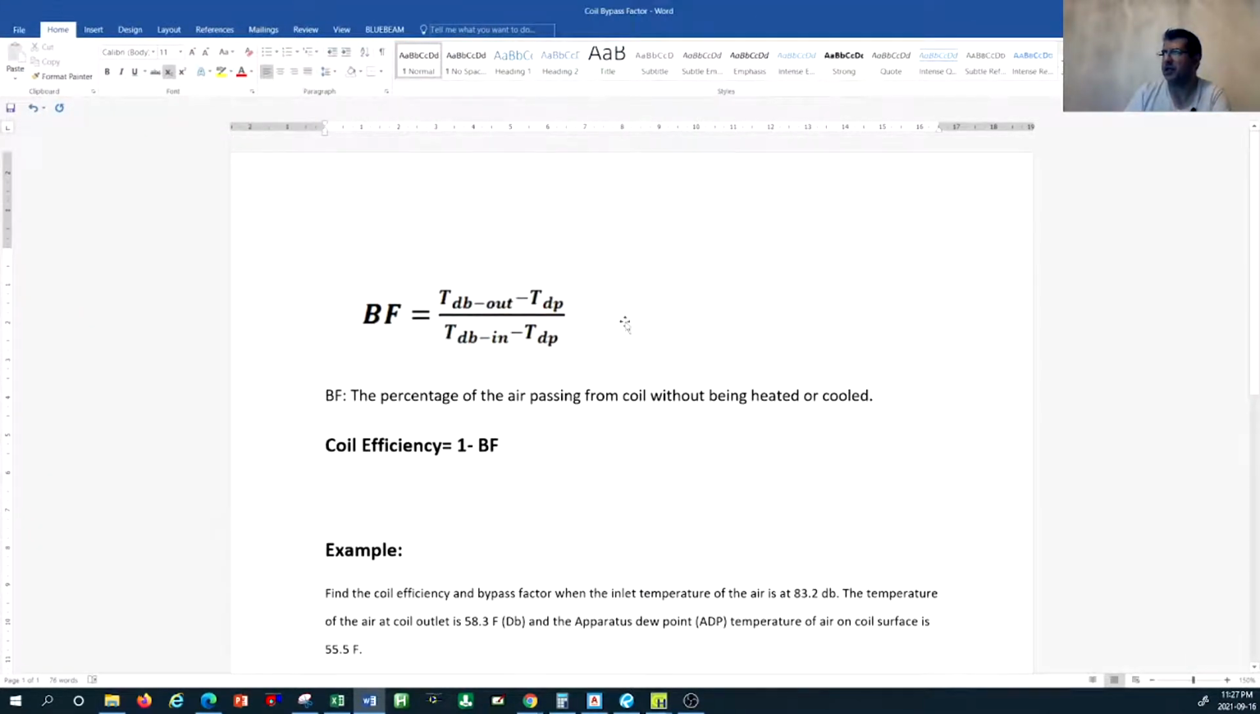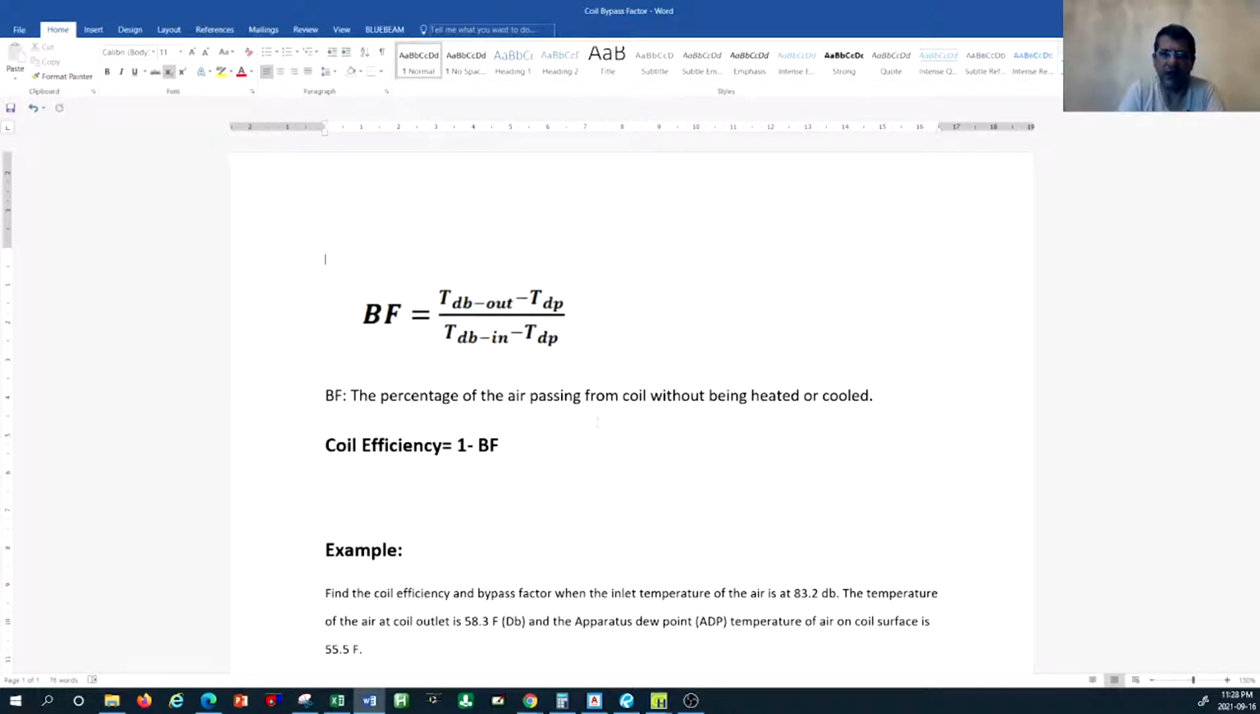The equation that governs the bypass factor of a coil is basically the temperature, or dry bulb temperature, of the air after the coil, or downstream of the coil, minus the apparatus dew point, or temperature of the dew point on the coil surface, or basically the temperature of the coil at which it's a dew point temperature, divided by the temperature of the air upstream of the coil, or at the inlet side of the coil, again minus the apparatus dew point temperature on the coil surface.